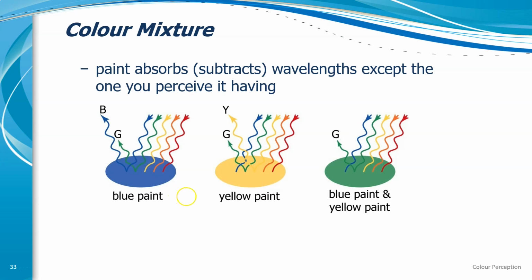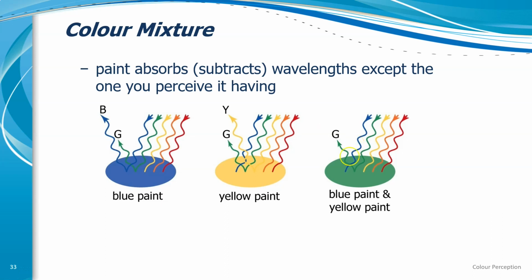Let's take a look at yellow paint. Again, the same kind of thing. It absorbs all the red, all the orange, reflects a lot of the yellow, but also reflects some of the green. Interestingly, both blue paint and yellow paint reflect some of the green. So let's mix together a blob of blue paint and a blob of yellow paint, and what we get then is, of course, well, green.